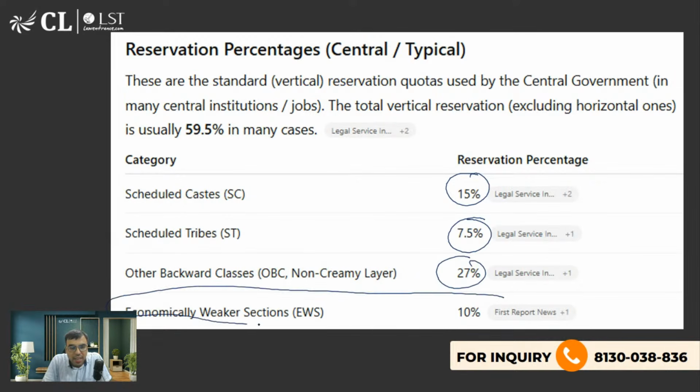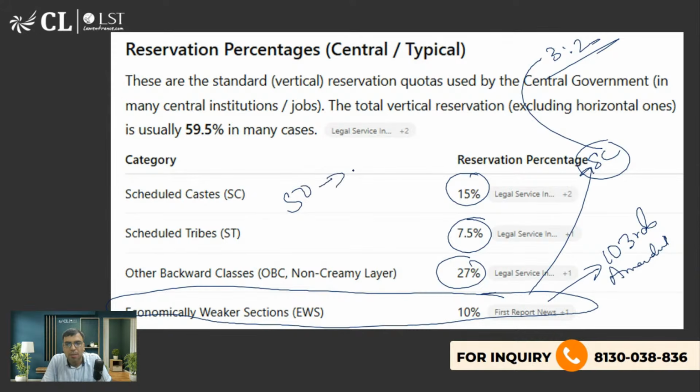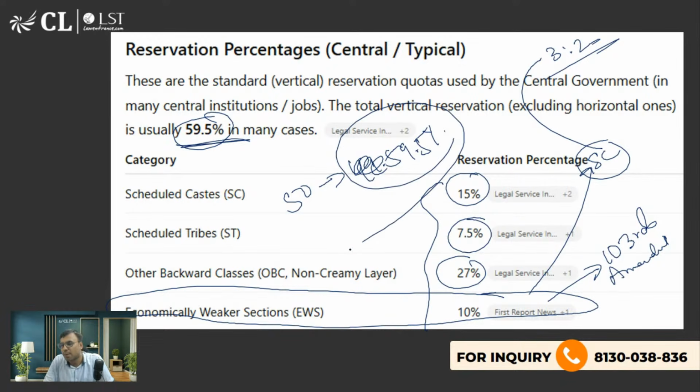Now this was added by which amendment? It was the 103rd, and 102nd was something else. Yes, it was the 103rd amendment. It was challenged in the Supreme Court and the Supreme Court upheld it 3-2. It was challenged on the ground that we have crossed 50%, but still the Supreme Court allowed it. So currently we have 59.5% exactly, right? So when you total it, it comes to 59.5%. So currently we have already crossed the 50% mark.